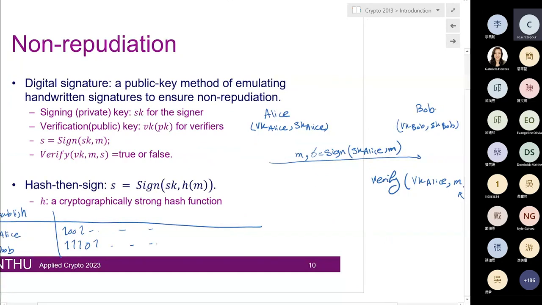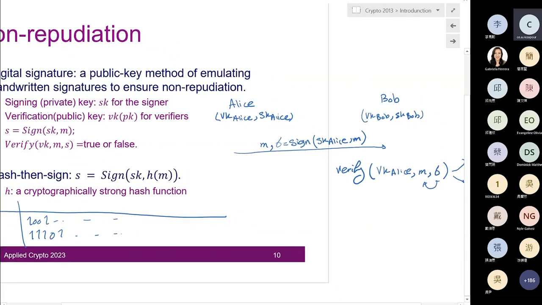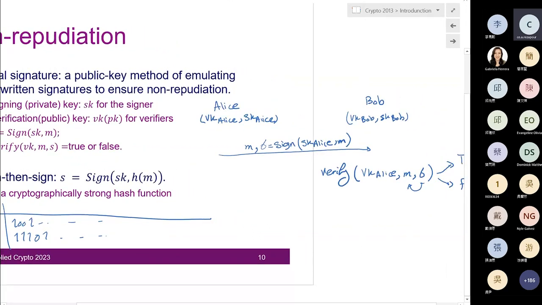Alice is sending a message to Bob. Alice should sign it, and Alice should use her own secret key to sign the message. And Bob, the recipient of the message, would use Alice's public key, which is safe to share with everyone. And with that, he would be able to verify the message.